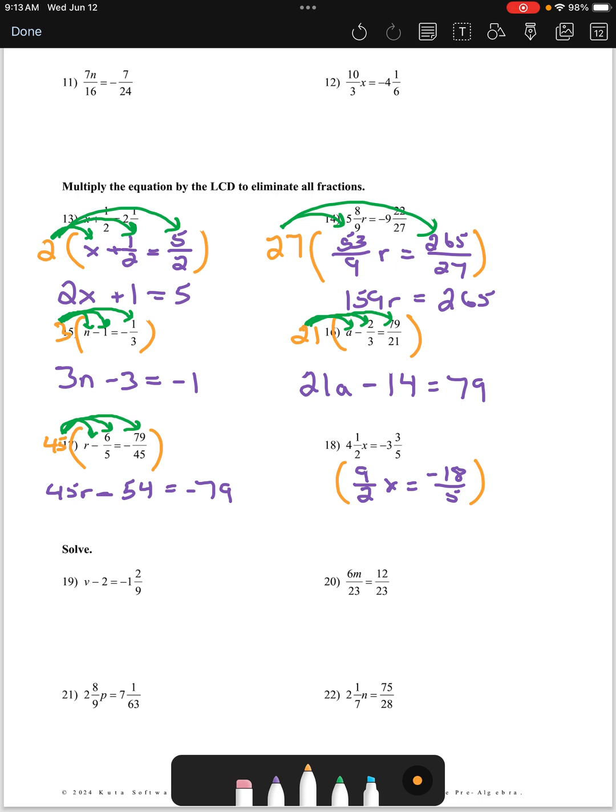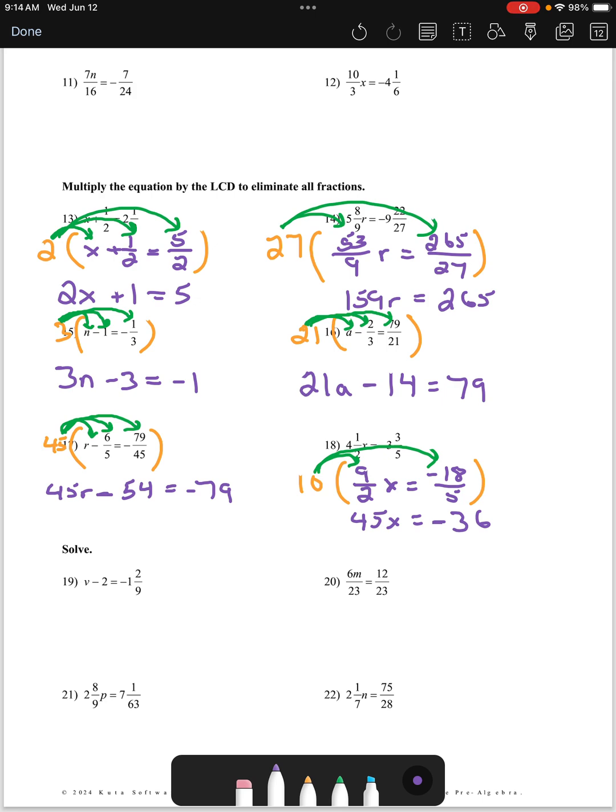So what's the smallest number that 2 and 5 will agree to become? Well, that's 10. Our LCD is 10. We give that 10 to everybody in the equation. There's only 2 parts here, and this requires our trick on both parts. 10 divided by 2 is 5. 5 times 9 is 45x. 10 divided by 5 is 2. 2 times negative 18 is negative 36.